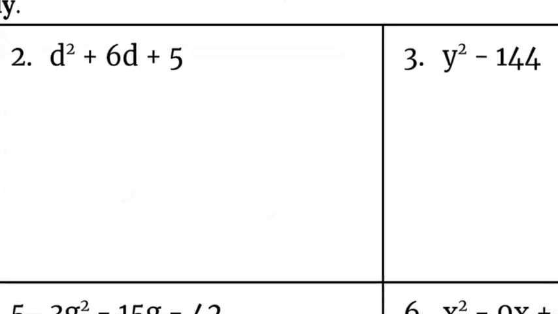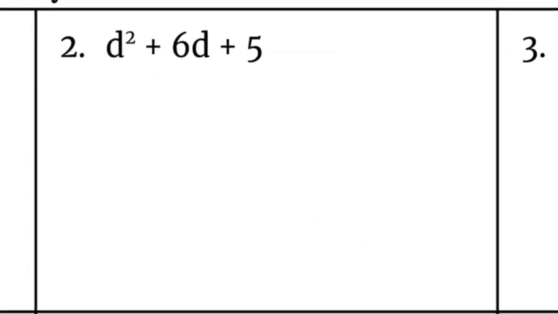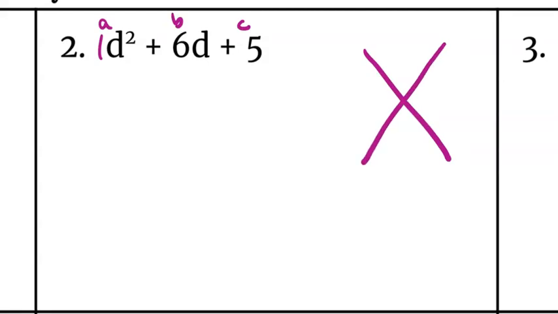Take a look at example number 2. So you always want to think this is A, this is B, this is C, this is a 1. I'm going to make my X puzzle. On the top, I always put A times C, and on the bottom, I put B. I want to multiply to be the top and add to be the bottom. So A times C would be 1 times 5, which is 5. And then my B is 6, so I'd have positive 6.